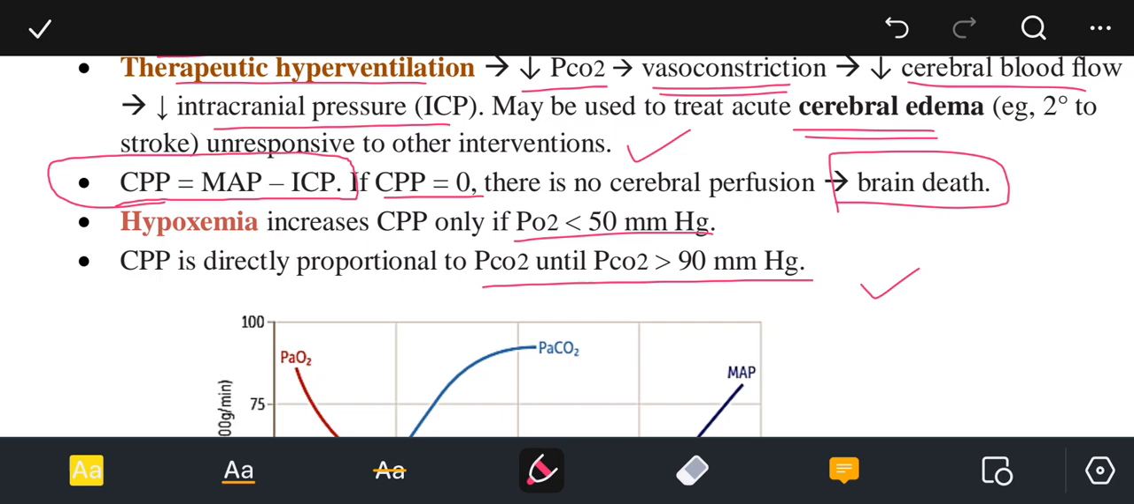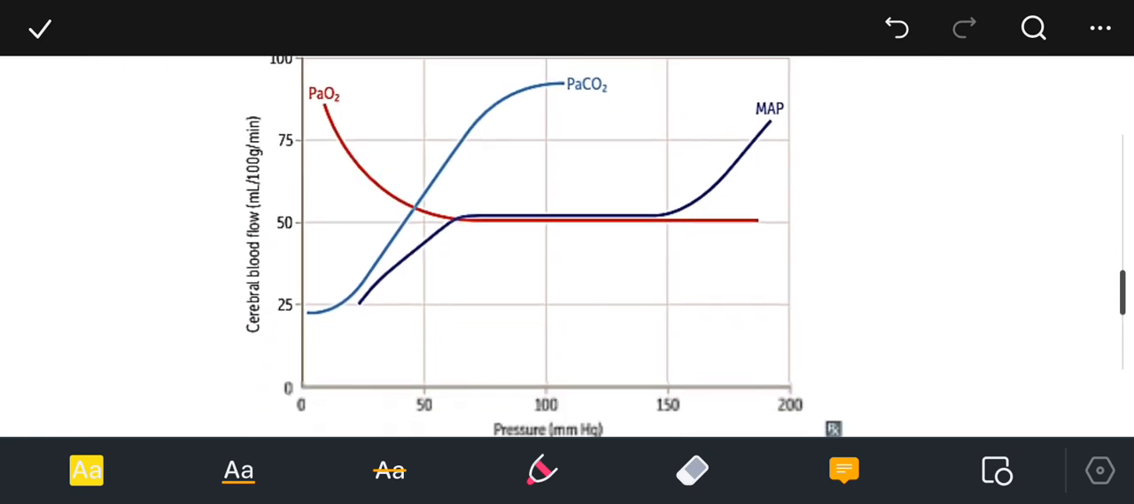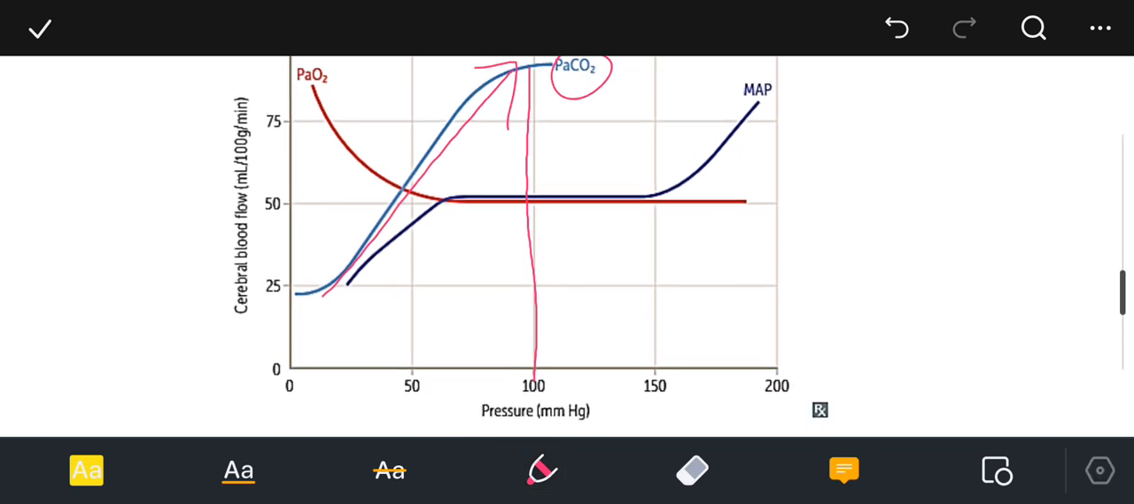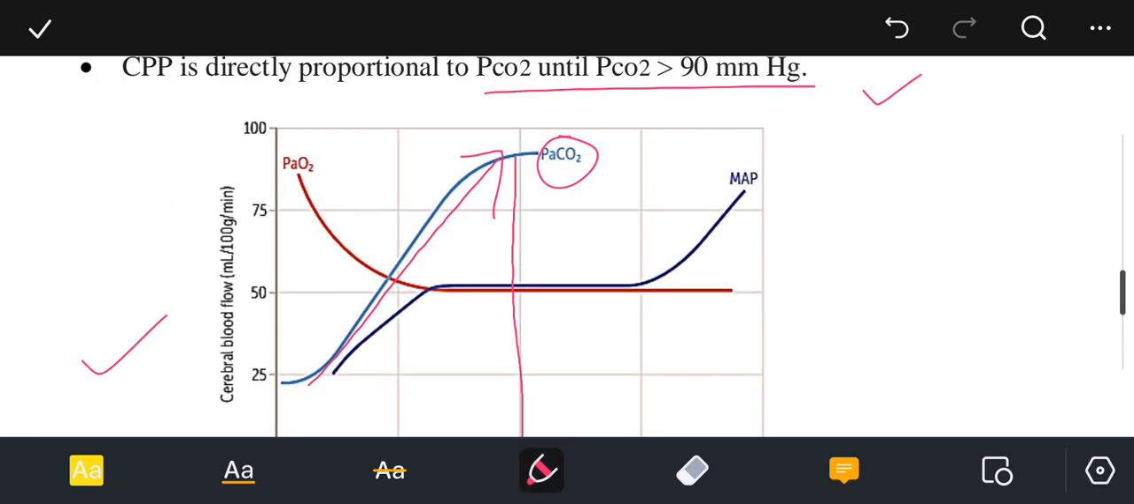Okay, what happens after that? Where is PCO2? The PCO2 is over here. So until the PCO2 reaches 90 mm of mercury, the curve rises. The curve is directly proportional to this. As the PCO2 is rising, the cerebral blood flow is also increasing until it reaches 90 mm of mercury, after which the curve flattens out and there is no further increase in the cerebral perfusion with increasing PaCO2.